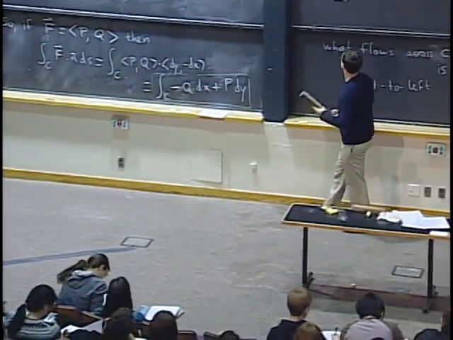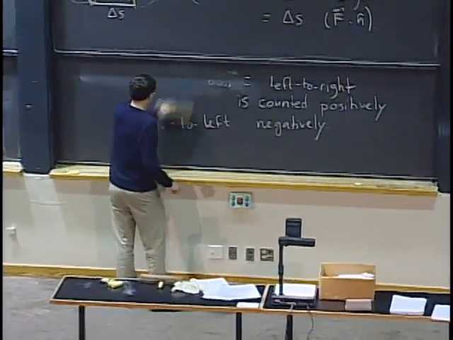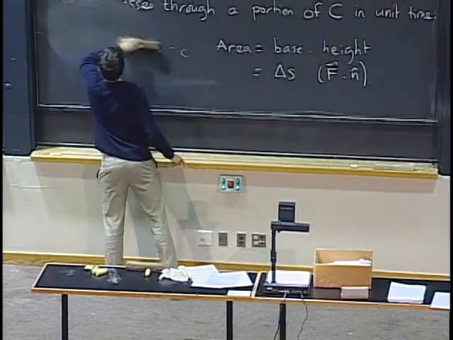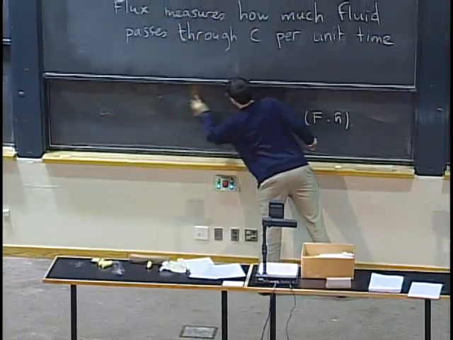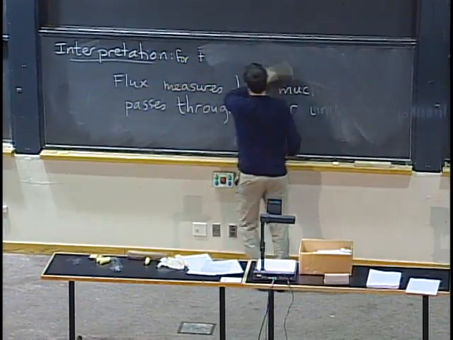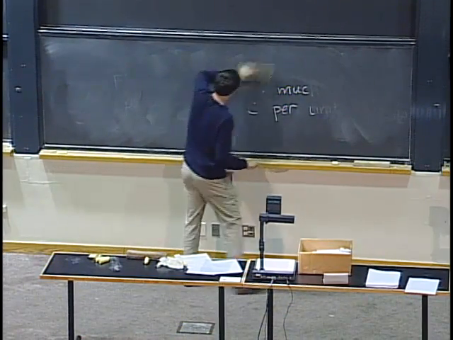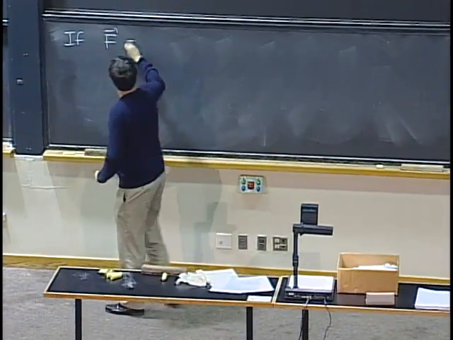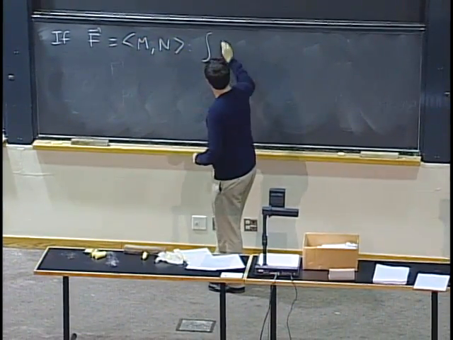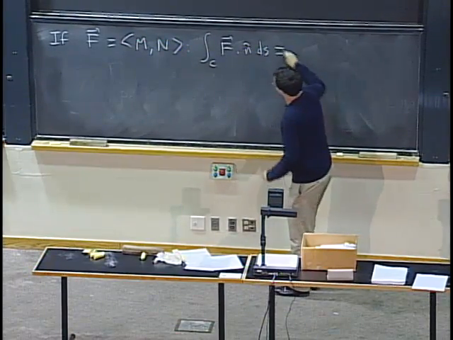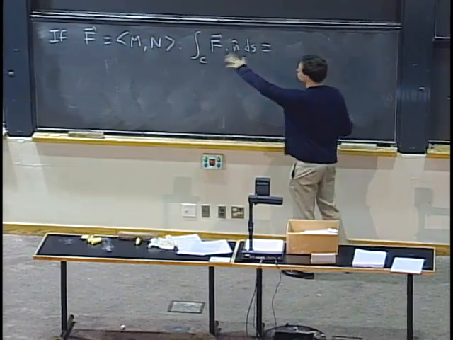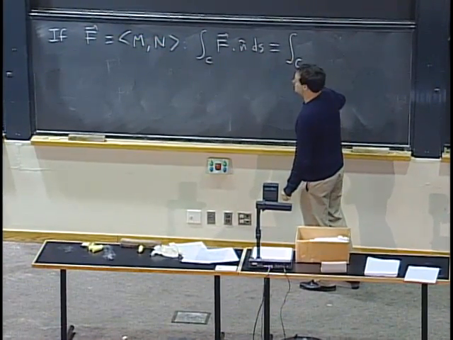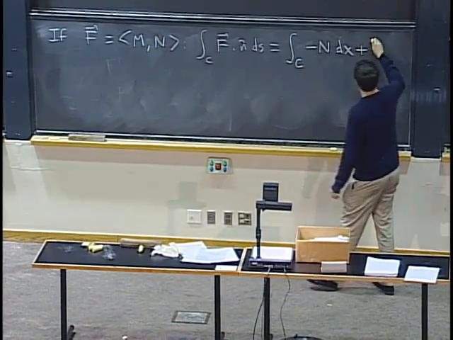I see a lot of confused faces. So maybe I shouldn't have called my components P and Q. Okay. So if you prefer, if you're really sentimentally attached to M and N, then this new line integral becomes the integral of minus N dx plus M dy.